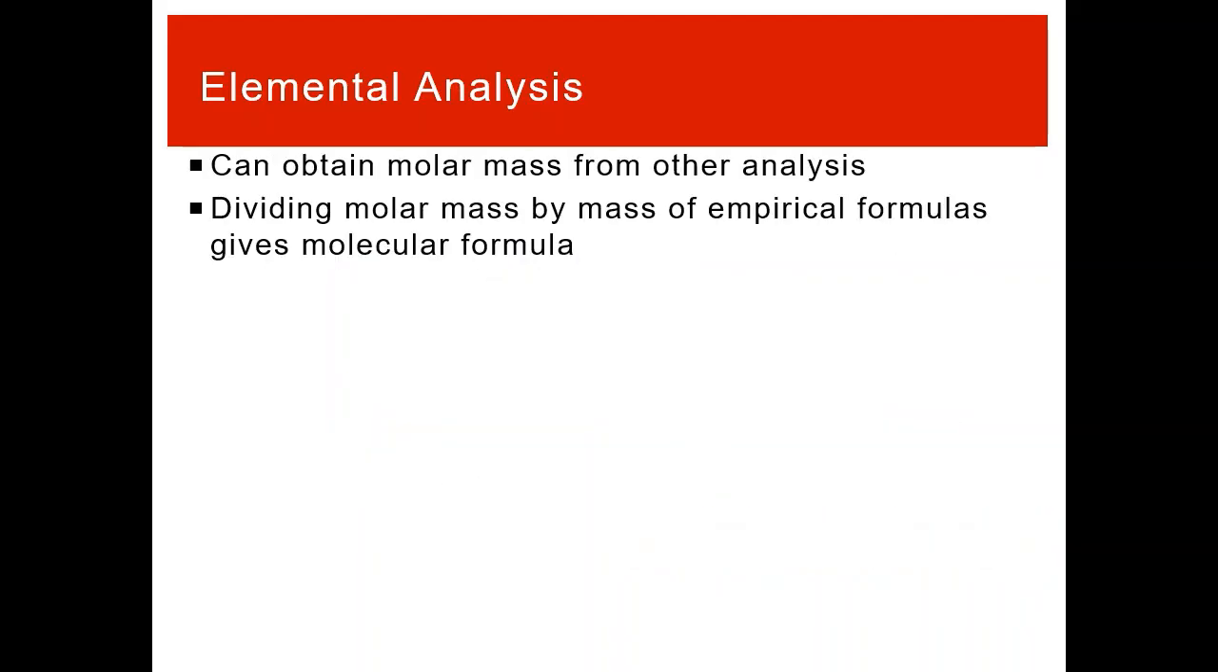We've gotten the empirical formula, which is great, but we want more. We want that molecular formula. We want to definitely know what the compound is. So in order to get that, you have to do a second experiment. You have to do another experiment where you obtain molar mass.